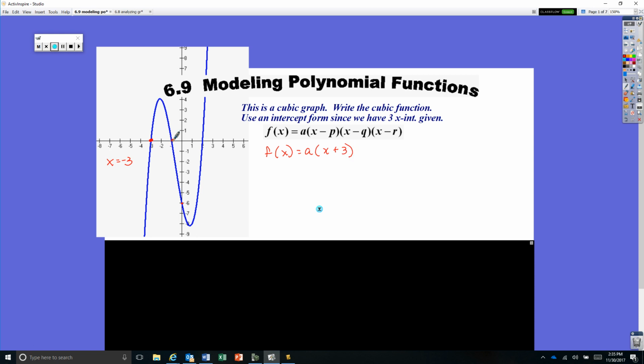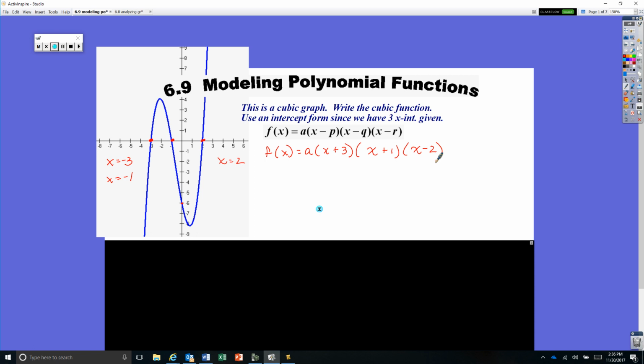Then I have a root here at x equals negative 1. So to go back to that factor would be x plus 1. And then I have my final root here at x equals 2. So back to the factor would be x minus 2.